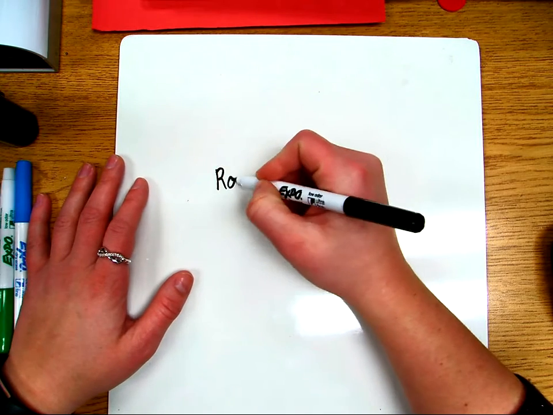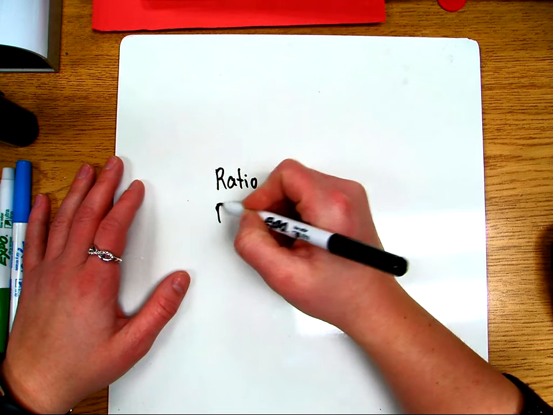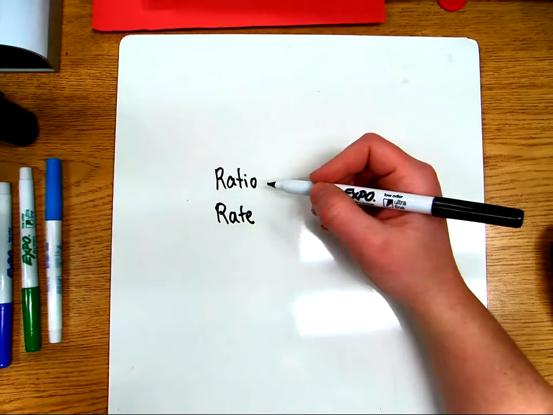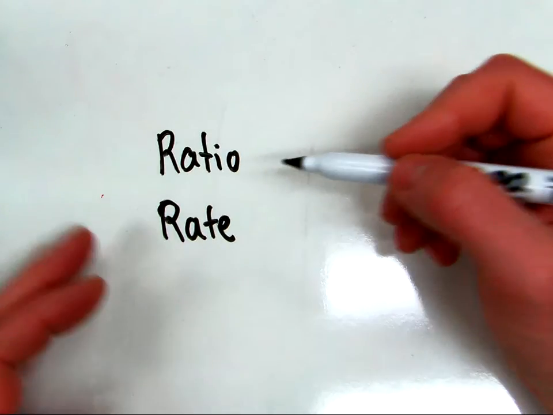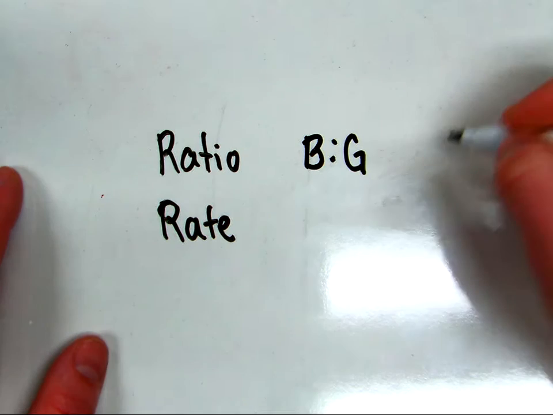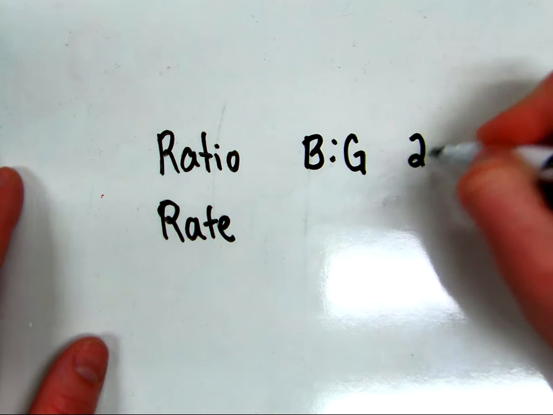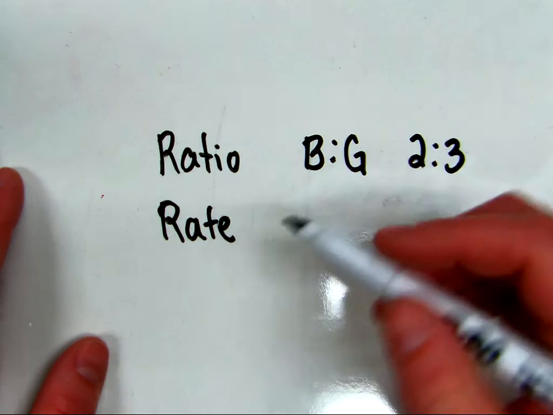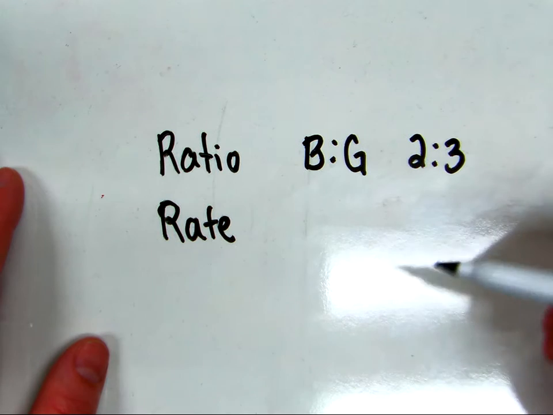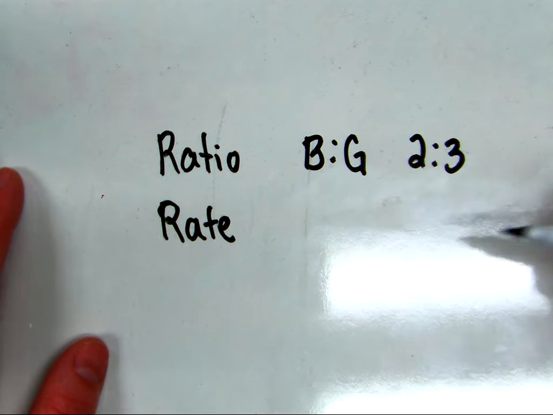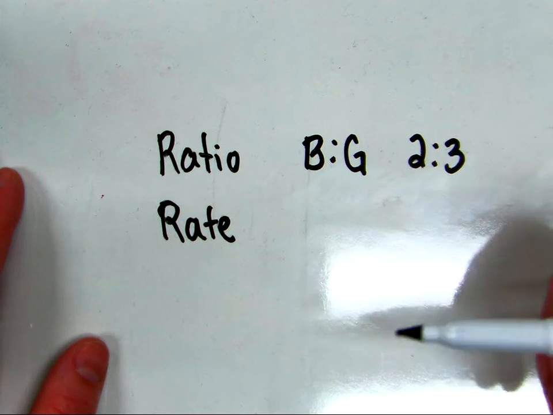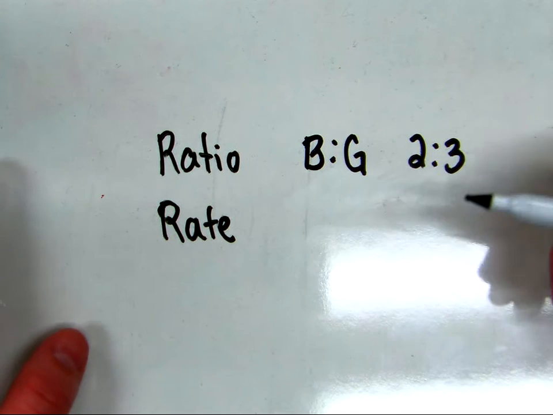So the big difference between ratio and rate is that a ratio is just comparing two different quantities. So we would do boys to girls, and that would simply be 2 to 3. Now, a rate is still a comparison. It's just that those two quantities are going to have different units, okay? Boys and girls isn't really a unit because those are people, they're things.